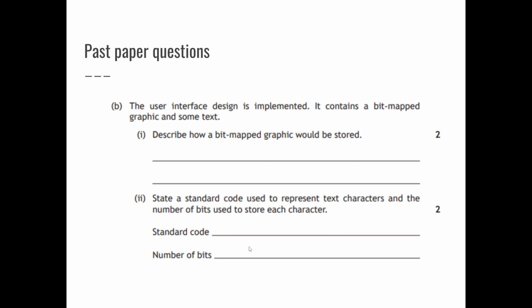But how many bits does it require? This was in the recap question on the very first slide or second slide of this presentation. 8 bits per character. That's the number of bits used to store each character.